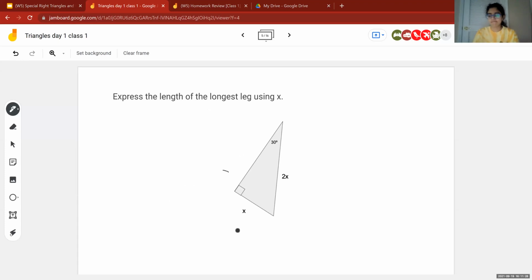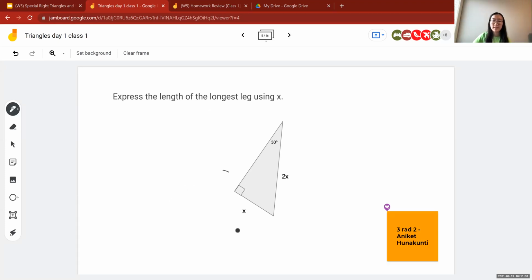Okay, express the length of the longest leg using x. The longest leg is just that side that doesn't have any label right there. You should express the length of that using x.